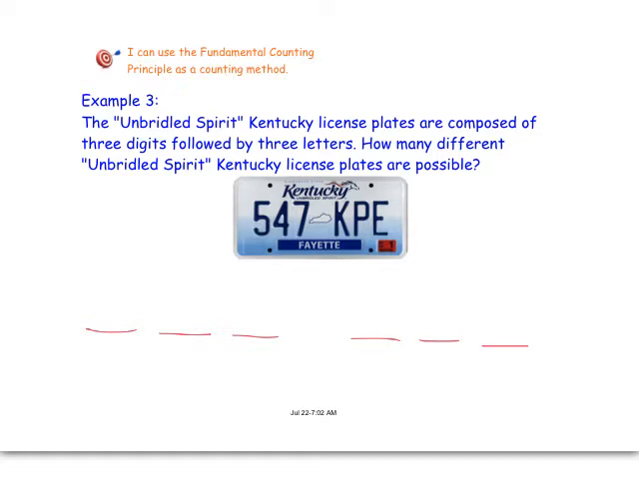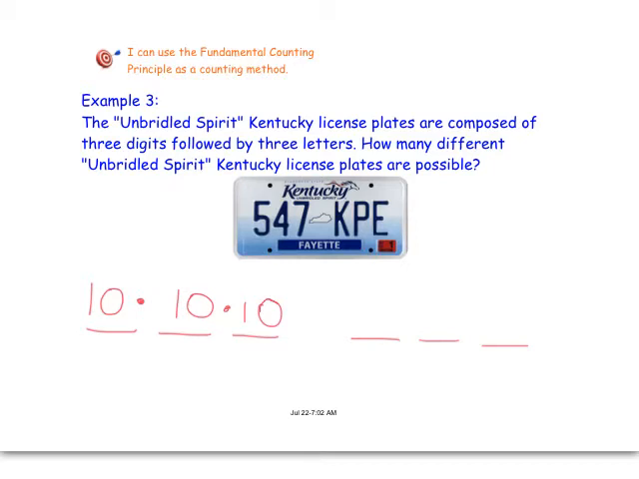So for each digit, how many possible numbers could go in that spot? Well, we know to be a single digit, we've got the numbers 1 through 9, but we've also got the number 0, which is a single digit. So there are actually 10 possibilities for a single digit: 0, 1, 2, 3, 4, 5, 6, 7, 8, or 9. So for each of these digits, there are 10 possible numbers that could go in that spot.